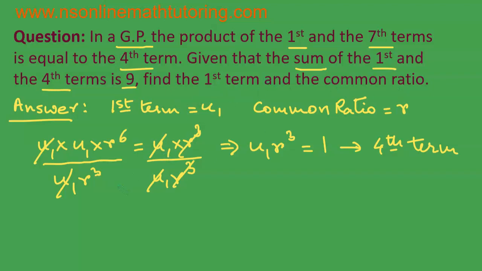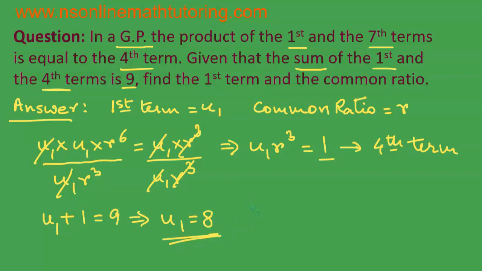Okay, so we know the first term is equal to u1. We have taken the first term to be equal to u1. And the fourth term, we have found the numerical value of the fourth term, so we just write plus 1 to it. u1 plus 1 is equal to 9. Therefore, u1 is equal to 9 minus 1, which is equal to 8. We have got the numerical value of the first term.